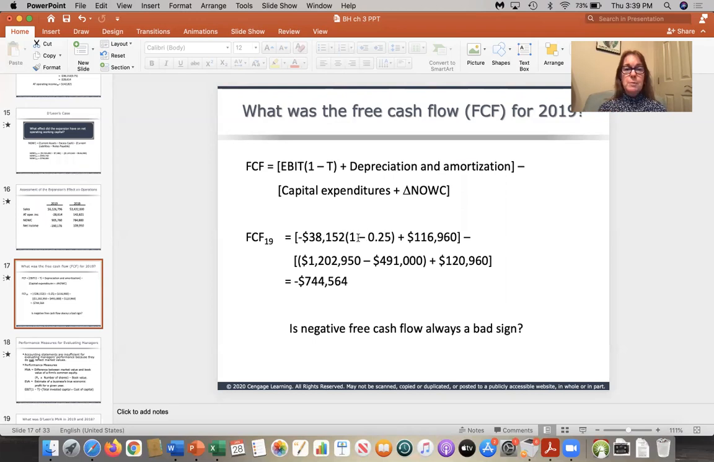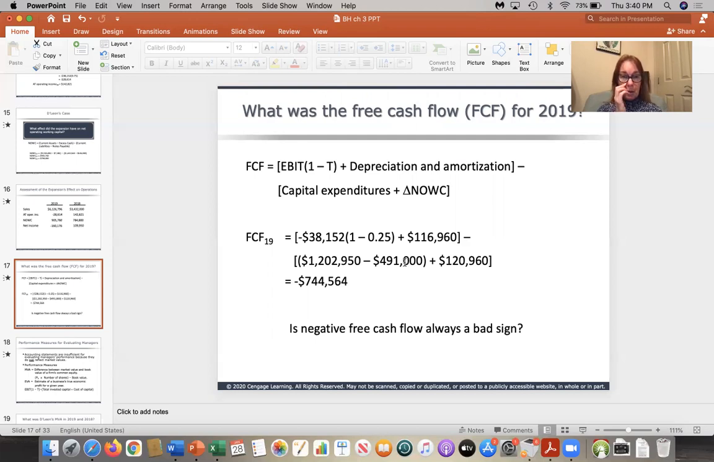So times 1 minus the tax rate, plus depreciation. And then we're going to subtract out what they spent on capital expenditures. That's the difference in the fixed assets. So you've got the $1,000,002 minus the 491. So that's that 711,750 number. These are their fixed assets from one year to the next.